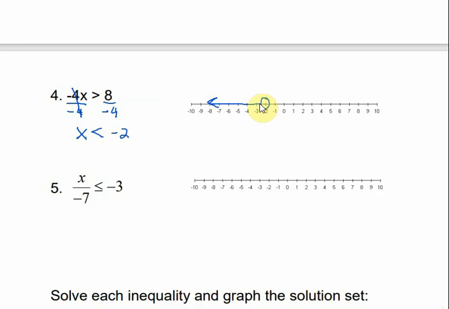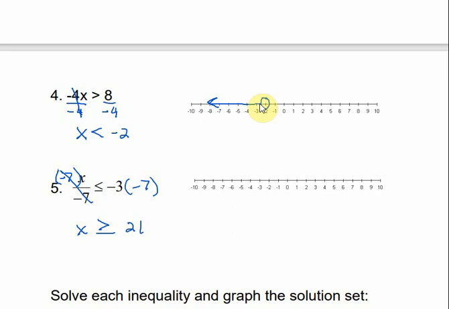In number 5, I'm dividing by negative 7, so to get rid of it, I'm going to multiply by negative 7. Do that to both sides, and again, if I multiply or divide both sides by a negative number, I flip the inequality.